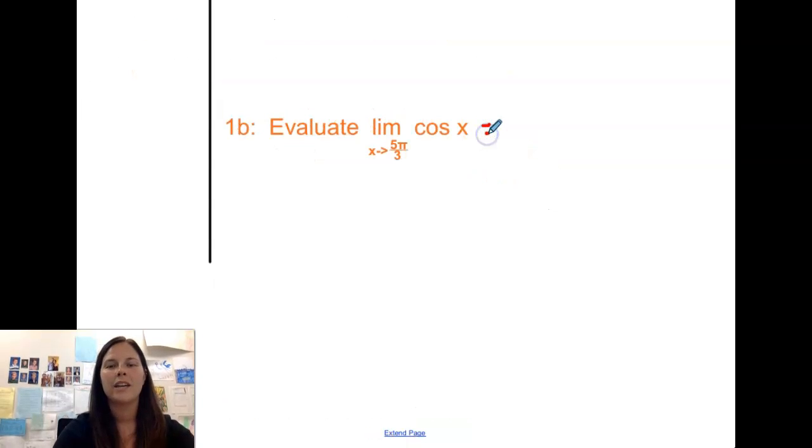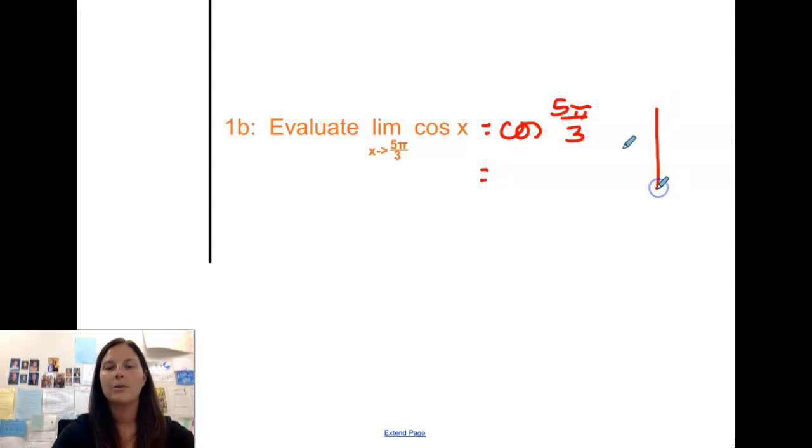And we couldn't get away without a trig example, so let's see what happens when we substitute 5 pi over 3 in for our x value. Notice again I dropped the limit notation because I substituted. And of course, I want you to think about the cosine of 5 pi over 3 before we go over it together.